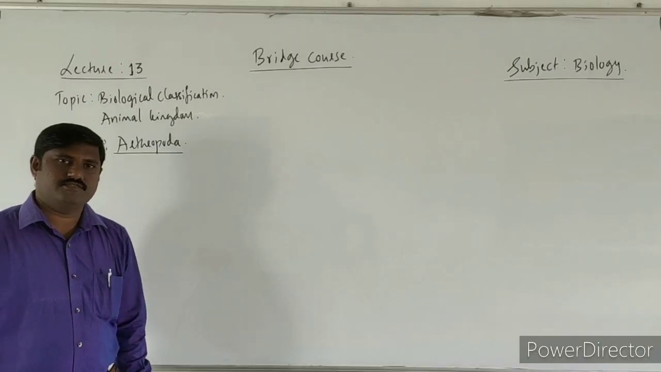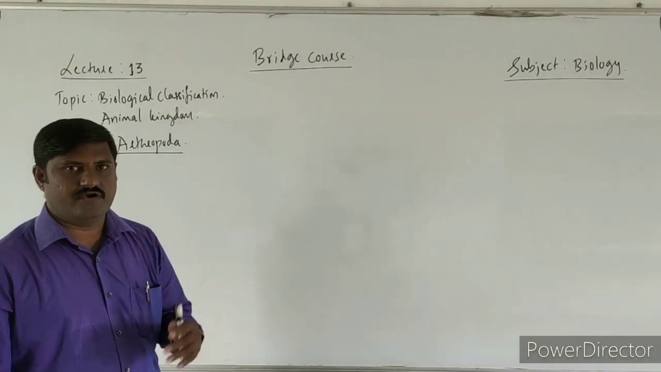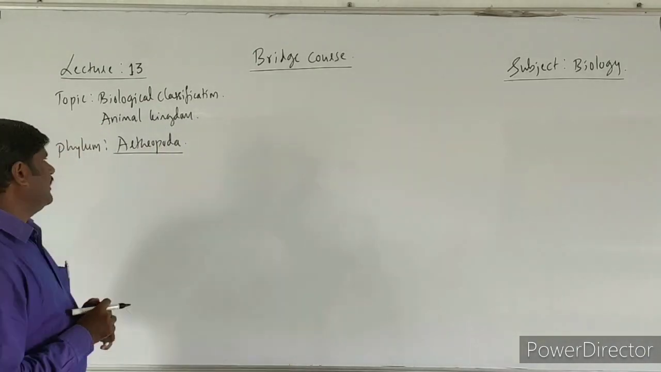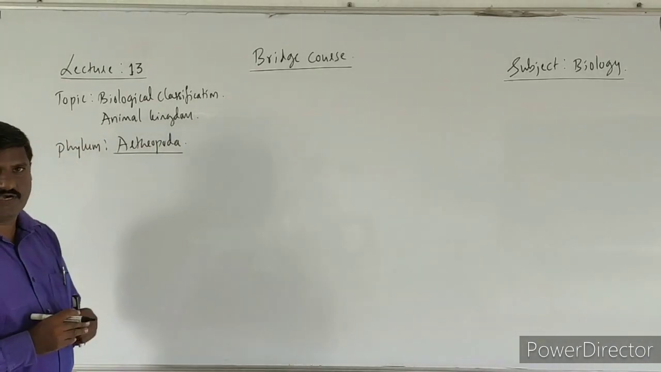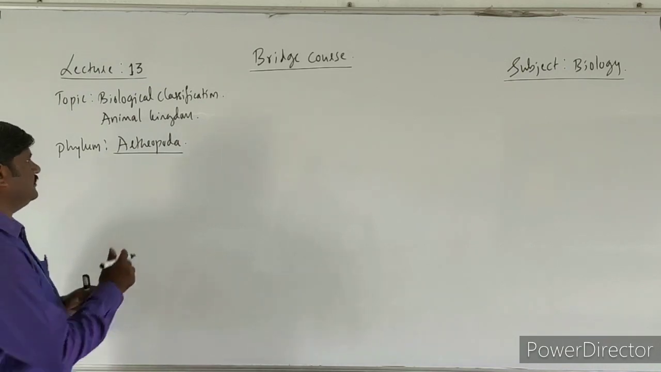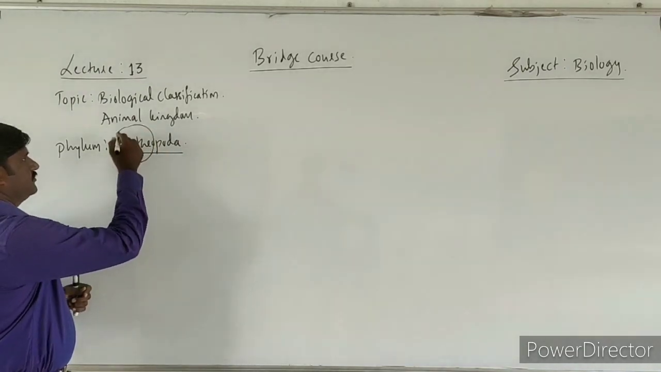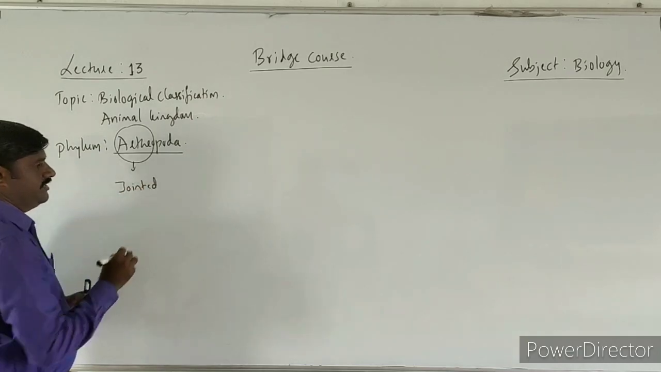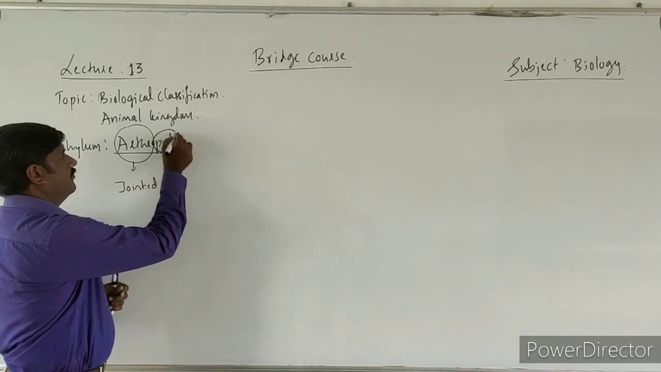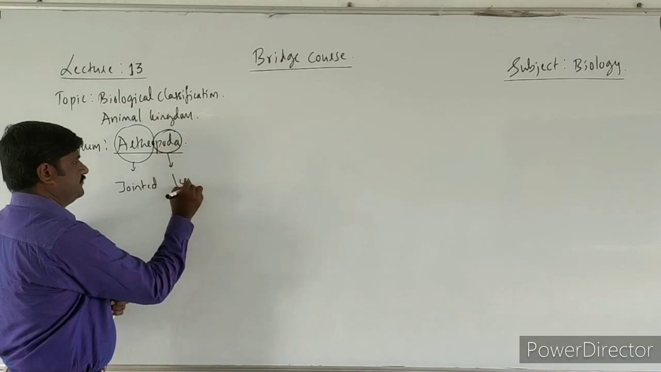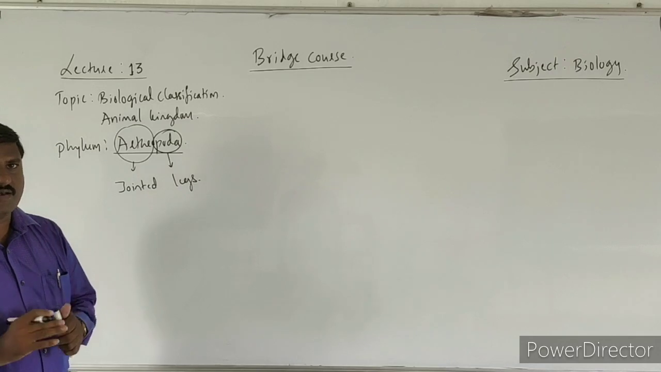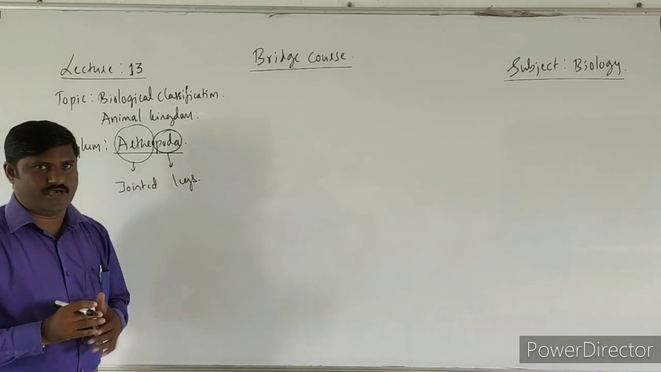Yes, dear students, in the last video we have gone through some of the phyla, and now we will start with the next phylum, that is phylum Arthropoda. As the name suggests, arthros means jointed, poda means legs. The animals with jointed legs come under this Arthropoda.